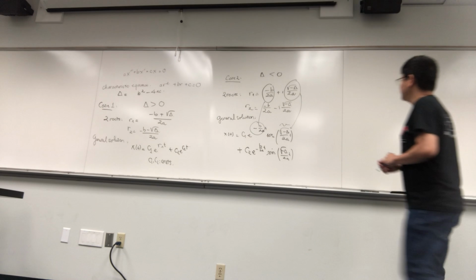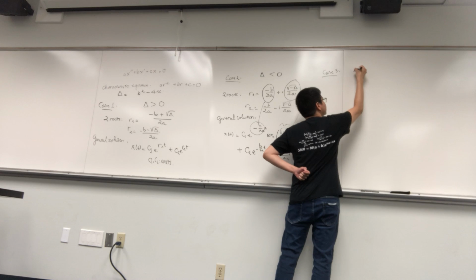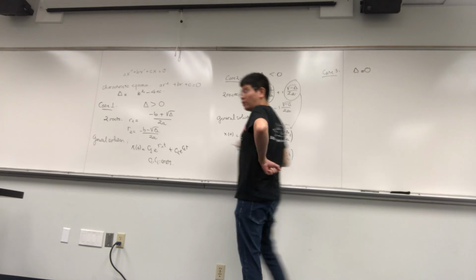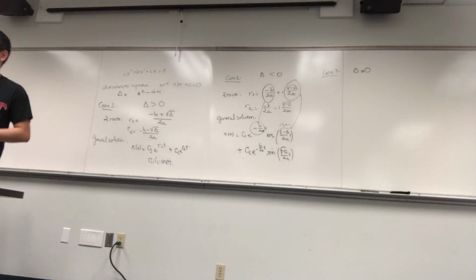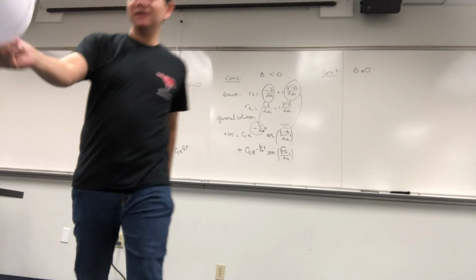So case number three. Delta is 0. So what happens when delta is 0? Yes? Do you have a single solution? You have a double solution. So what is the double solution? Is it when r is negative b over 2a? Yes.